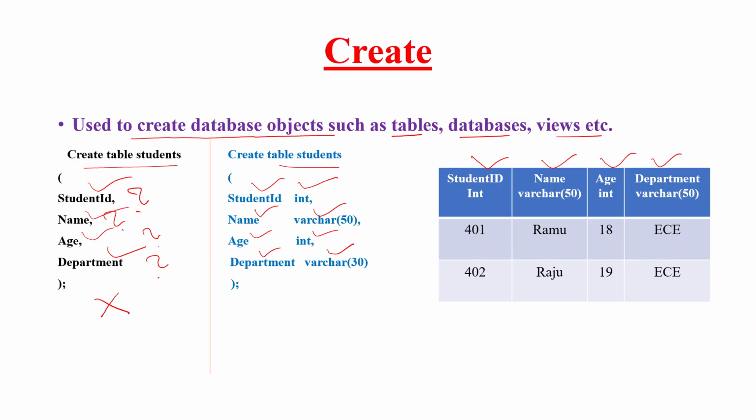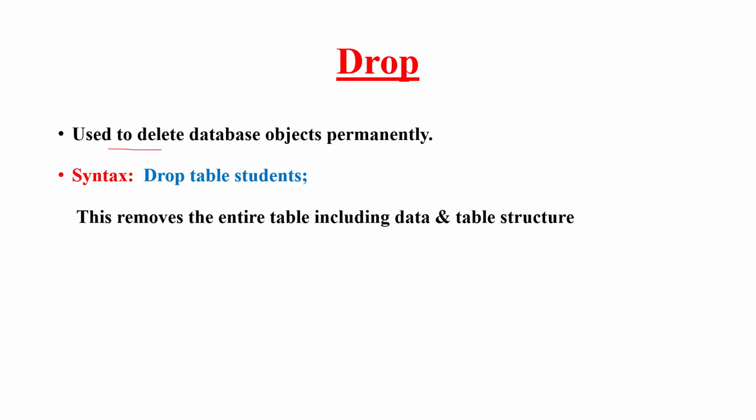Let's move on to the drop command. Drop command is used to delete database objects permanently. Let us consider the same student table. Let us write down the syntax for the drop command. Drop table students. If you run this command, the table structure and all the data stored in the student table is permanently deleted. Now let's move on to the alter command.